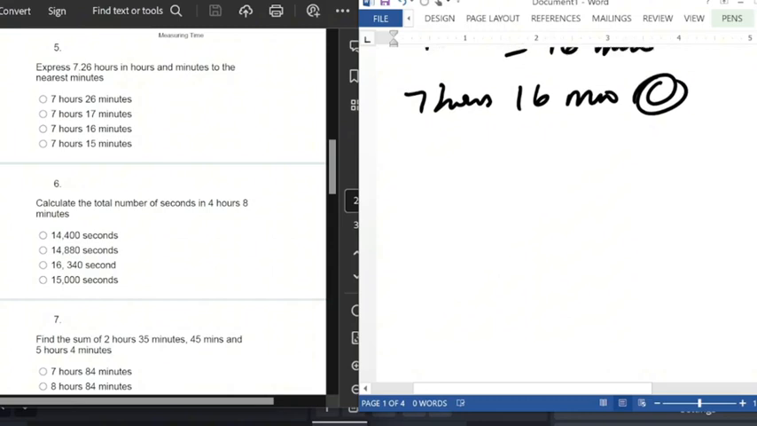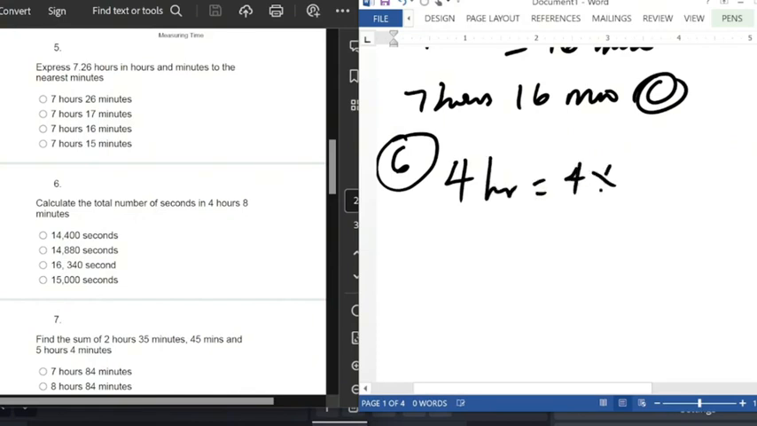Question number 6. For question number 6, we have to calculate the total number of seconds in 4 hours 8 minutes. So we'll do it separately. So 4 hours to seconds will be 4 times 3,600. So that is going to be 4 times 6, that is 24. Remainder 2. 4 times 3, that is 12, plus 2, that is 14. Then we add the 2 zeros at the back, that is 14,400 seconds.